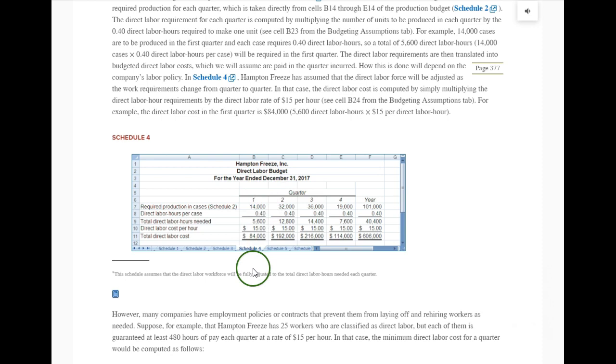So we need to hire enough people to provide 5,600 direct labor hours, and we pay at the rate of $15 per hour. So our labor cost in quarter 1 will be $84,000. Follow the same pattern for all the other quarters, and this gives us the total for the year. So this is the direct labor budget.